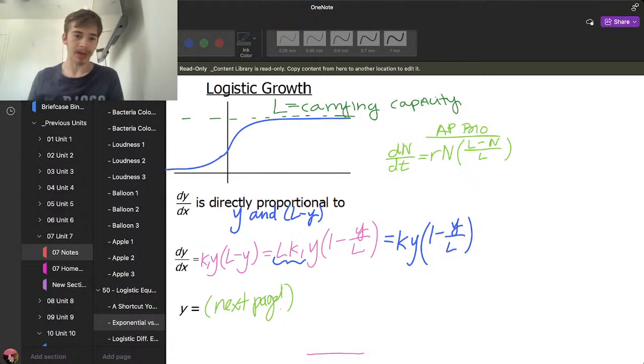Is this AP? Yeah, it basically is. I don't know what that is.